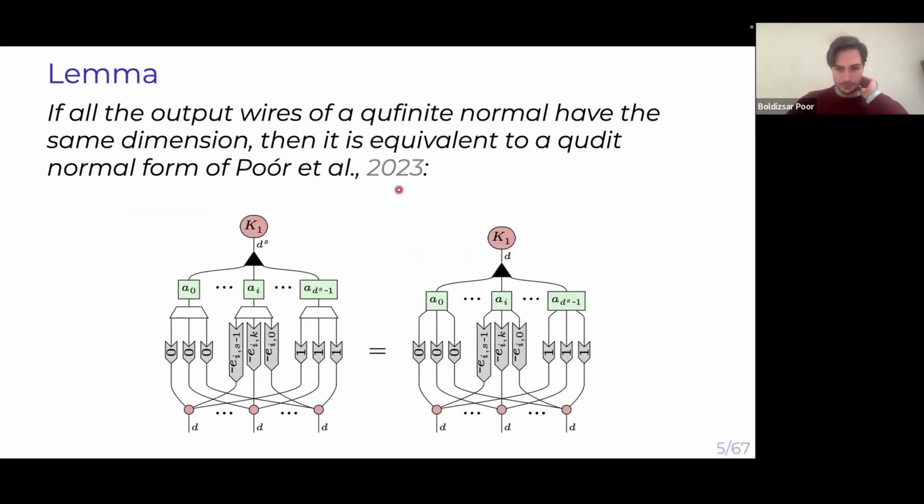Okay, so this was something I may have implied, but didn't make clear so far: if you have a mixed dimensional normal form, where the dimensions are all D, then this is equivalent to the usual qudit normal form. So again, if you have a normal form where the output dimensions are all equal, so all D, then this is equal to the qudit normal form. And later on, we will see this comes in quite handy to prove several lemmas.